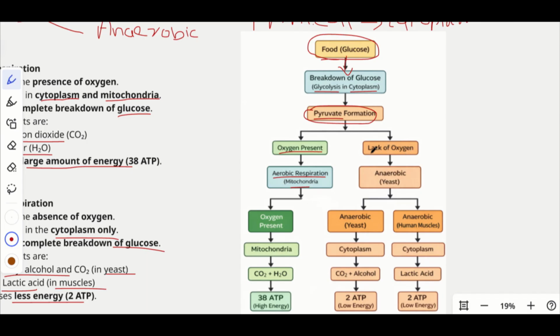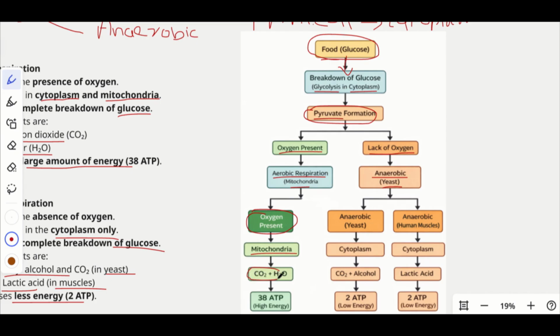And what if there is no oxygen? It will be anaerobic respiration, mostly occurring in yeast, etc. Okay. So first let's check the aerobic respiration. As we mentioned, oxygen is present in the aerobic respiration, right? And where does it occur? In the mitochondria.